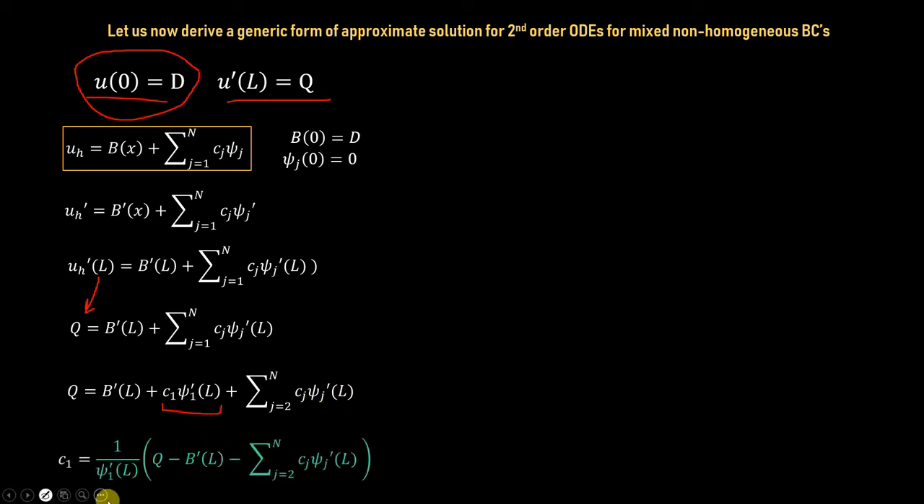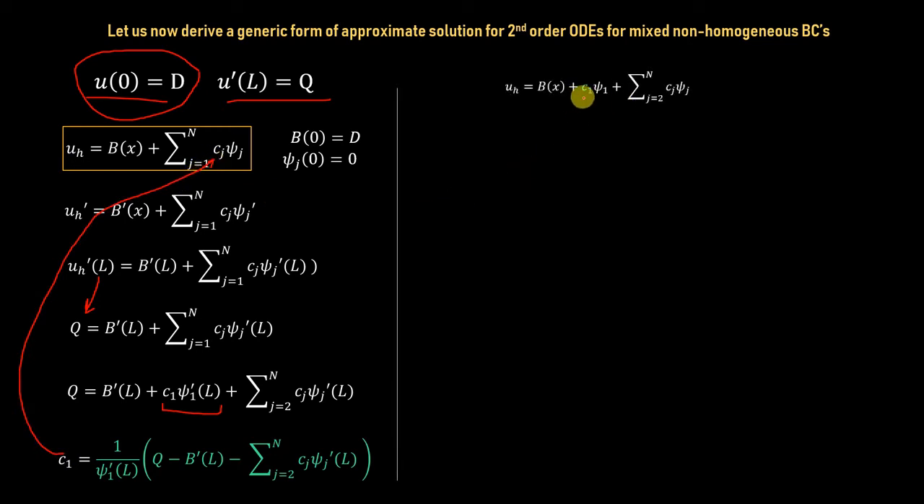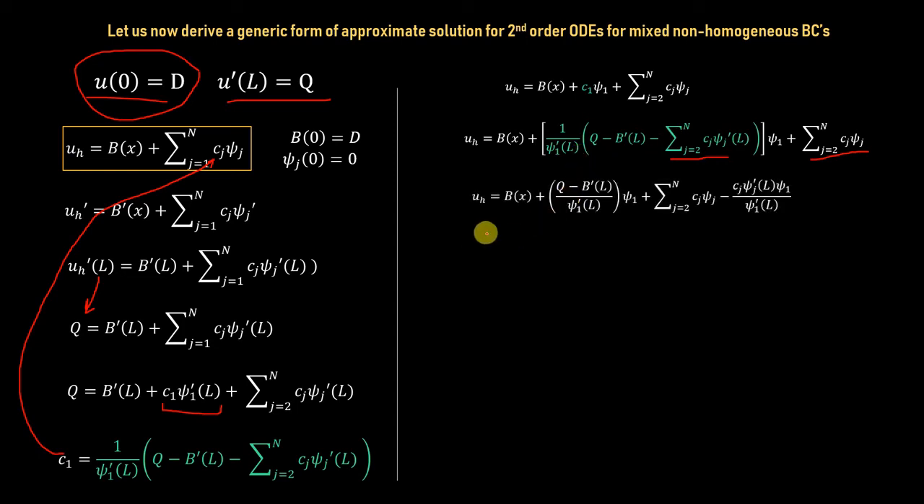So this complicated expression is now our C1, similar to the previous example. Now we substitute C1 in this part. First we separate C1 again in the approximate solution, and we substitute C1 like this. In the next step, we group the summation and the other part out of the summation. So this is how we get the separated form.